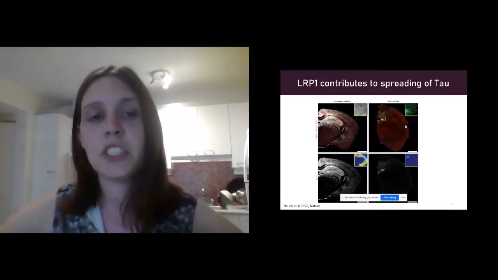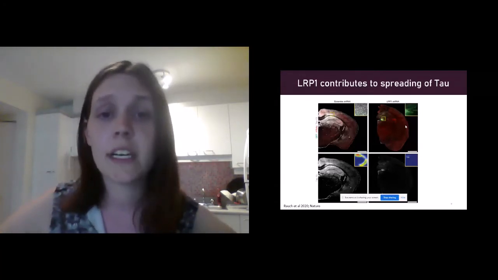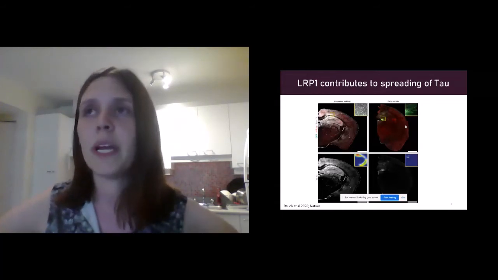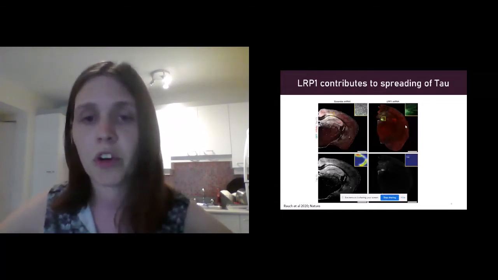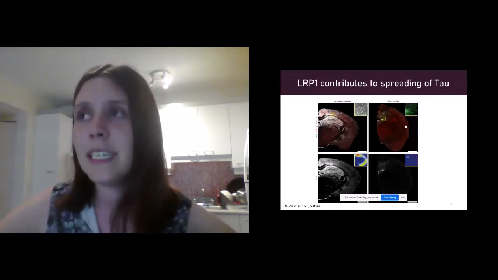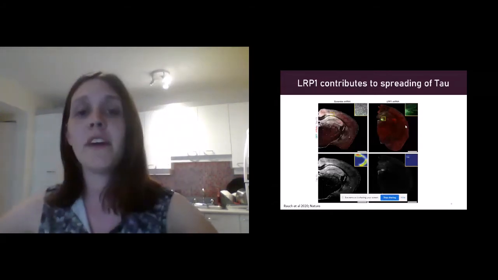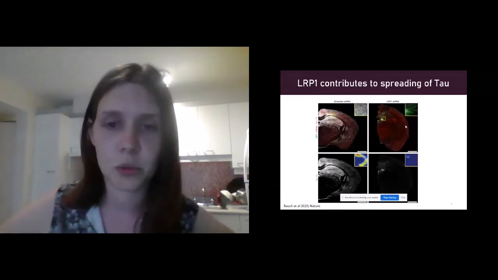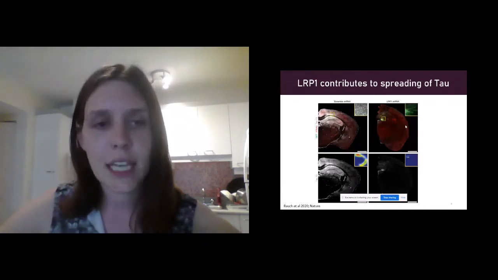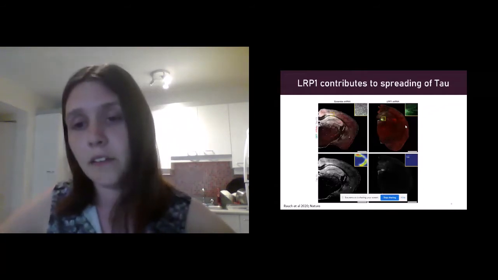And so now we're interested in understanding if LRP1 contributes to the clearance across the blood-brain barrier or the transport into the CNS from the periphery, but also if the LRP1 transporter can contribute to disease progression, either through altering clearance or through modifying uptake and spreading within the central nervous system. So to address this hypothesis, we're working with two different models, an in vitro model and an in vivo model.